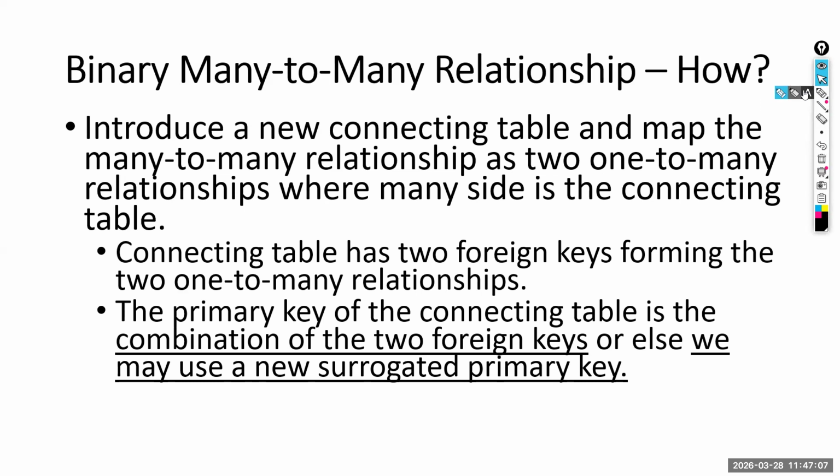Either you can combine these two keys and use it as your composite primary key, or add a surrogate primary key while your two foreign keys are there. So the primary key of the connecting table is the combination of the two foreign keys, or else we may use a new surrogate primary key. It's up to you.